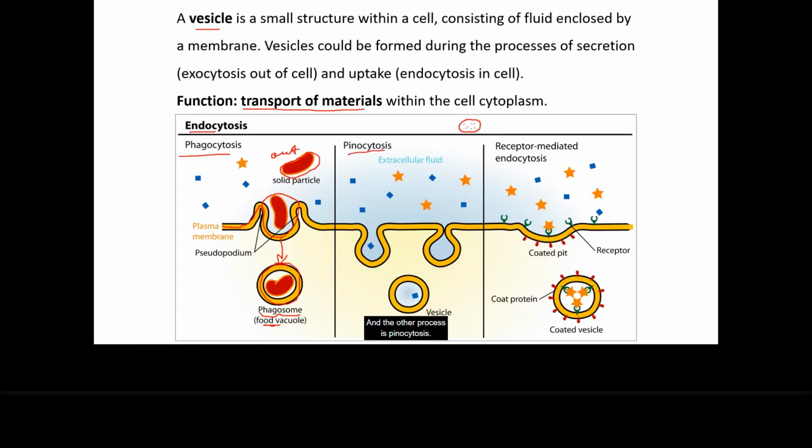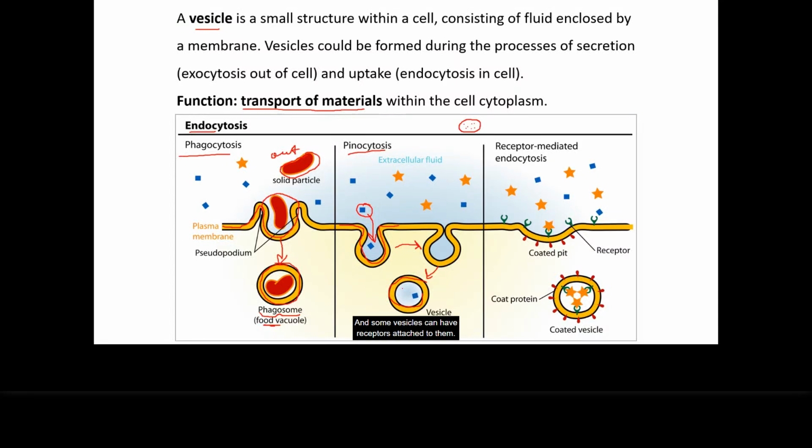And the other process is pinocytosis. In the same way, the cellular membrane can just pinch like this, creating an invagination fold, and water molecules, for example fluid with dissolved nutrients, can go in and be separated and become vesicles with this fluid and dissolved molecules, which could be used by the cell.